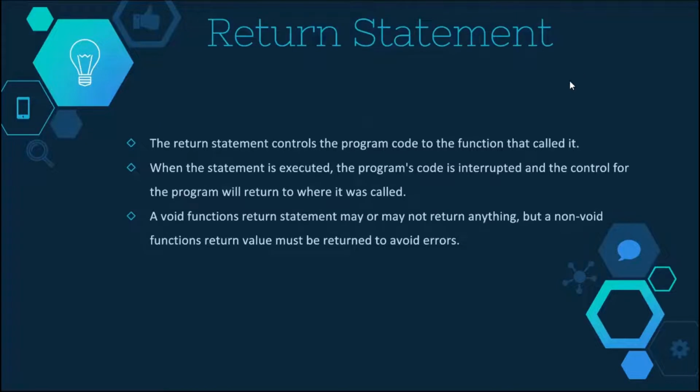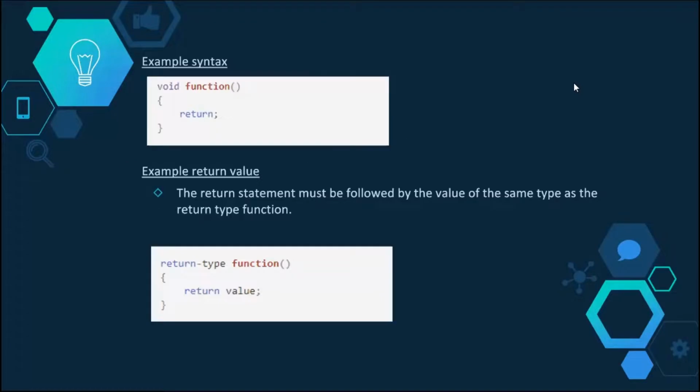Next, we have the return statement. The return statement returns control of the program to the function that called it. When the statement is executed, the function's code is interrupted and control returns to what called it. A void function's return statement may or may not return anything, but a non-void function must be written with a return value to avoid errors. As you can see, there are two examples here. The return must be followed by a value of the same type as the function's return type.